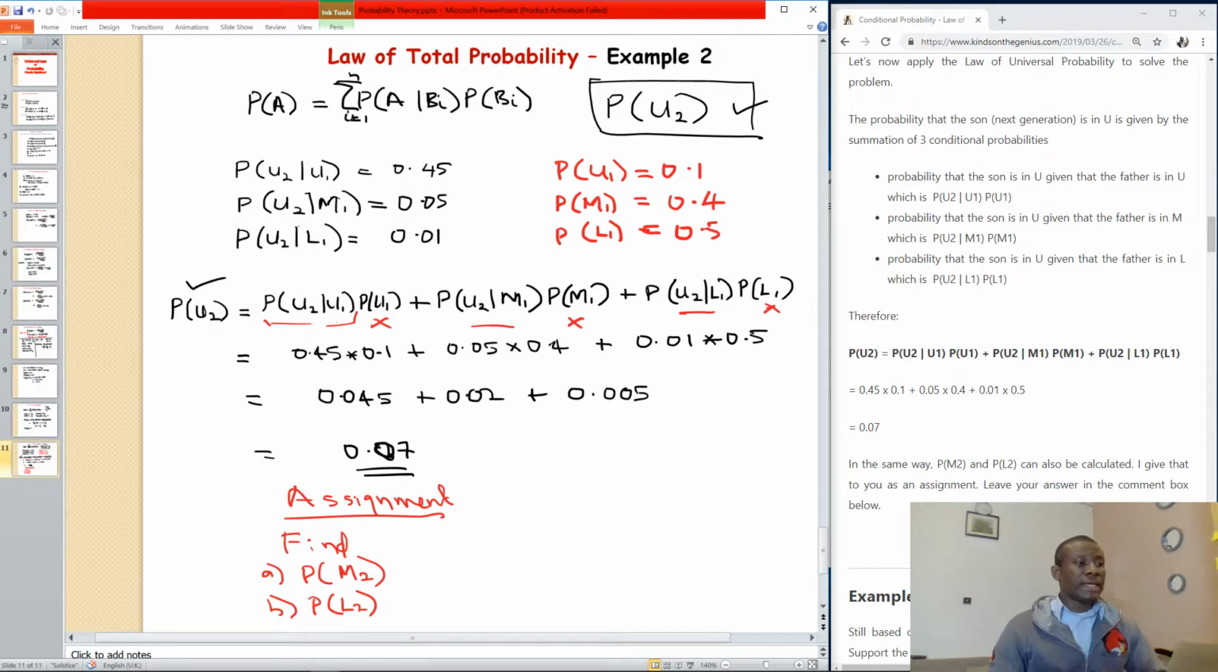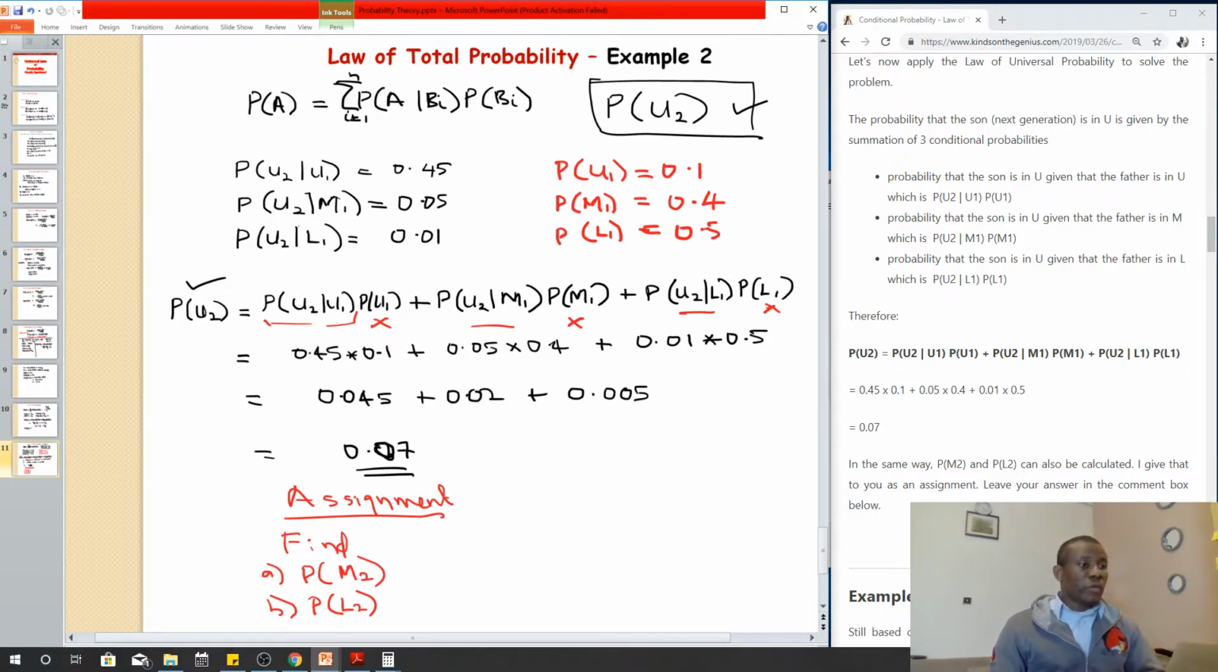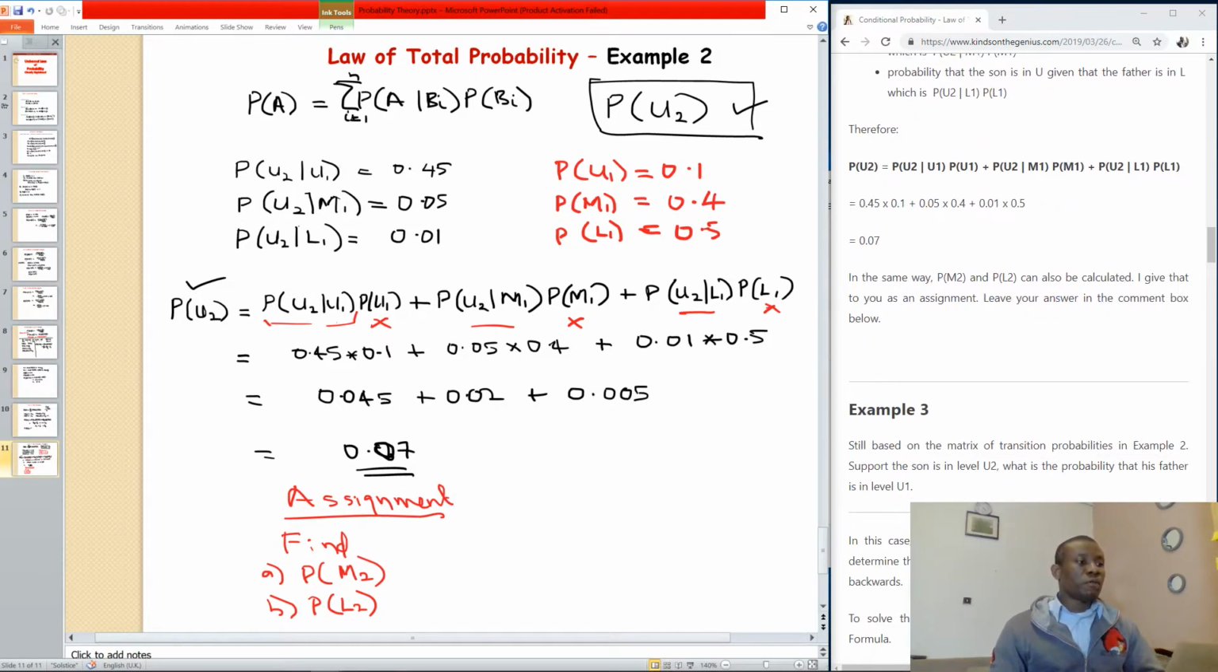We are not done with probabilities. We are still working with conditional probabilities and the law of total probability. And we have one more example to solve, still based on the matrix of transition probabilities. Suppose the son is in U2, what's the probability that the father is in level U1? This we are going to look at in the next lesson.